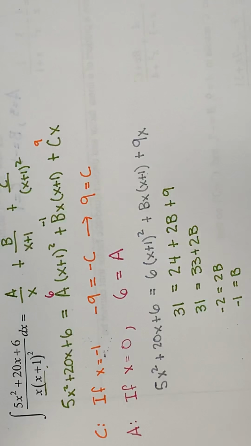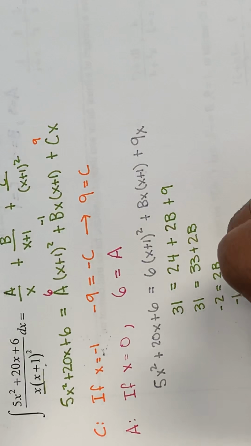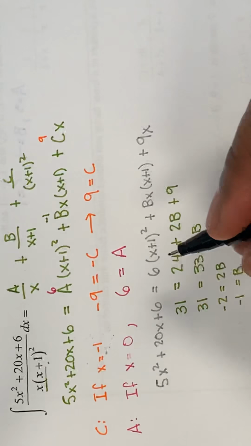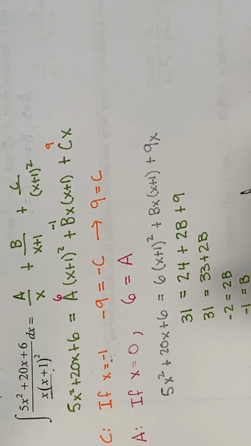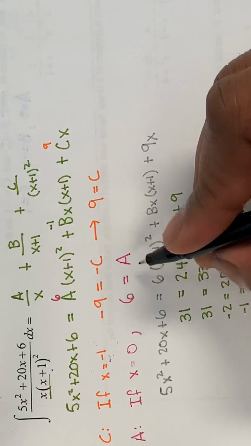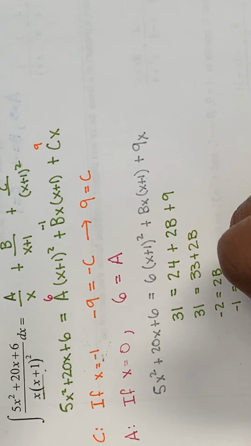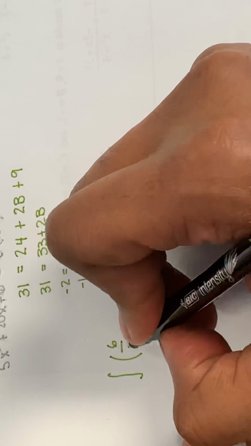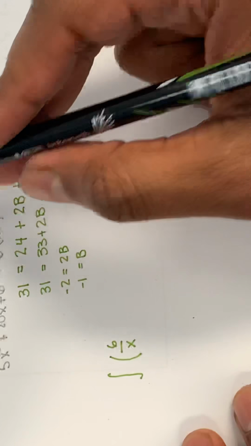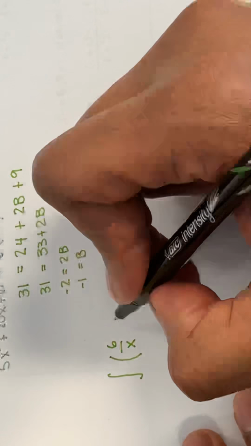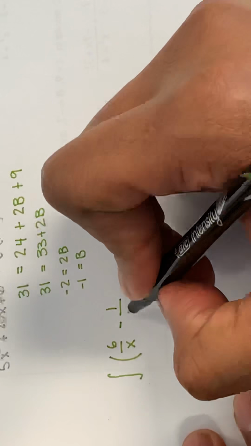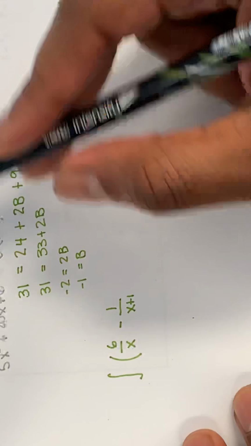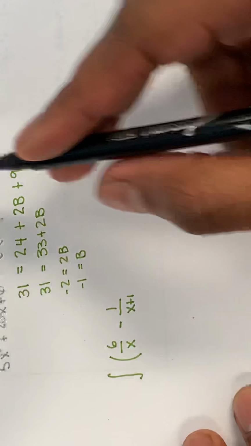So the rewrite of our integral is the integral of A over x. So A was 6. So we're going to have 6 over x. B was -1, so -1 over (x plus 1). And then C was 9.